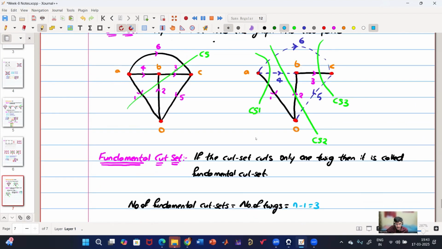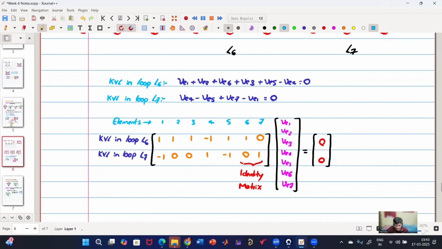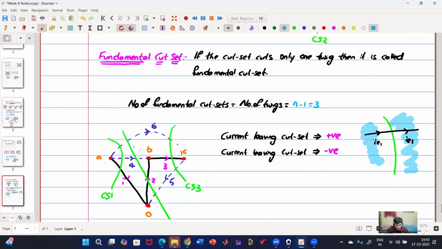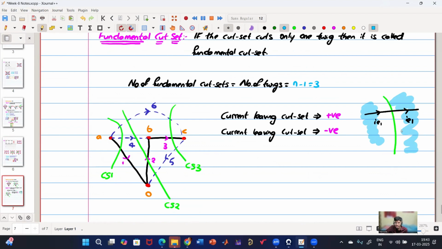Again, the same. Like how we are getting an identity matrix here, the same way we'll get the identity matrix here also. So you have to consider that region where the direction of the twig is positive, because we should get an identity matrix. Sorry, my bad. Current leaving is positive, current entering is negative. Thanks for correcting. So you have to consider that region in which the twig current will have a positive sign.